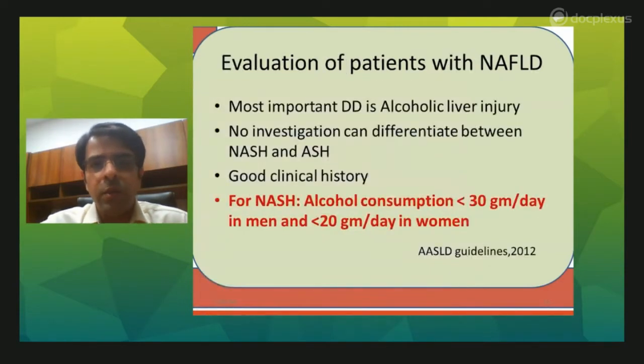So what is the most important differential diagnosis in patients in whom you see fatty liver? The most important differential diagnosis is alcoholic liver injury. No investigation can reliably distinguish between the two except for a good clinical history. So if alcohol consumption is less than 30 grams per day in men and less than 20 grams per day in women, then non-alcoholic fatty liver disease is the possibility. This is by the AASLD guidelines 2012.